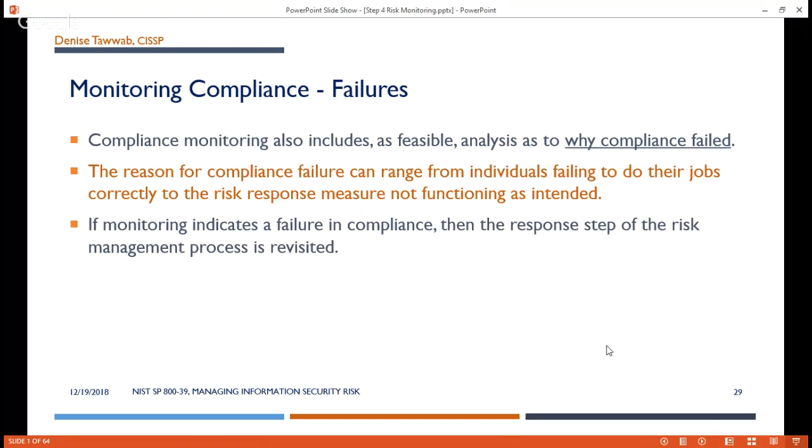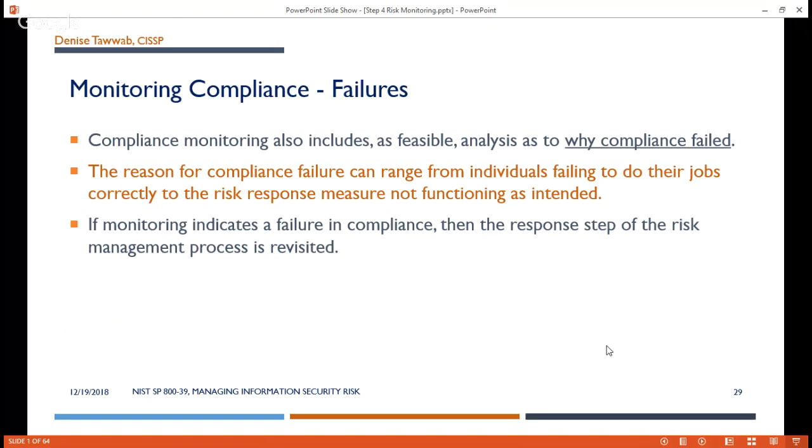Compliance monitoring failures. Compliance monitoring also includes, as feasible, analysis as to why compliance failed. The reason for compliance failure can range from individuals failing to do their jobs correctly to the risk response measure not functioning as intended. If monitoring indicates a failure in compliance, then the response step of the risk management process is revisited. So if you fail your compliance test when you're monitoring, then you go back and revisit what happened. And again, it can happen because somebody didn't do their job, or that the risk response measure didn't function in the way that it was intended.